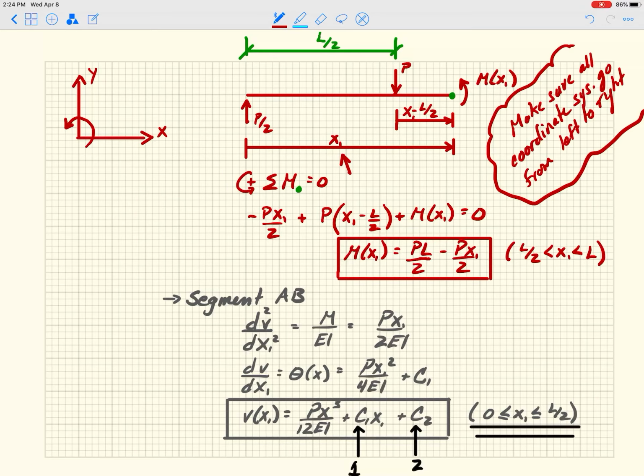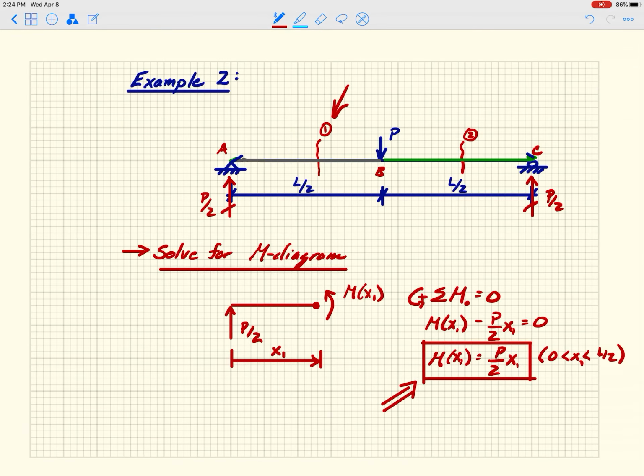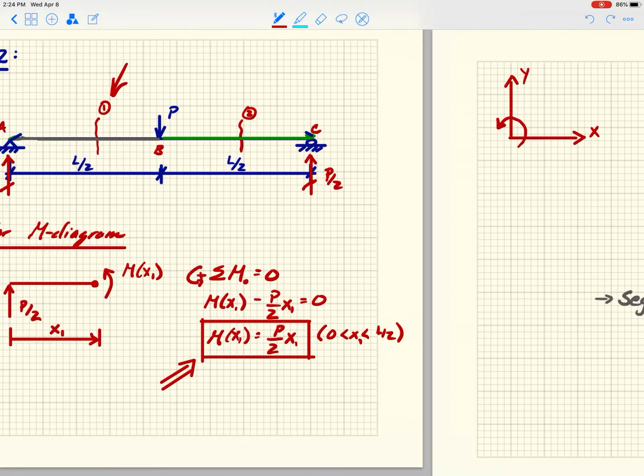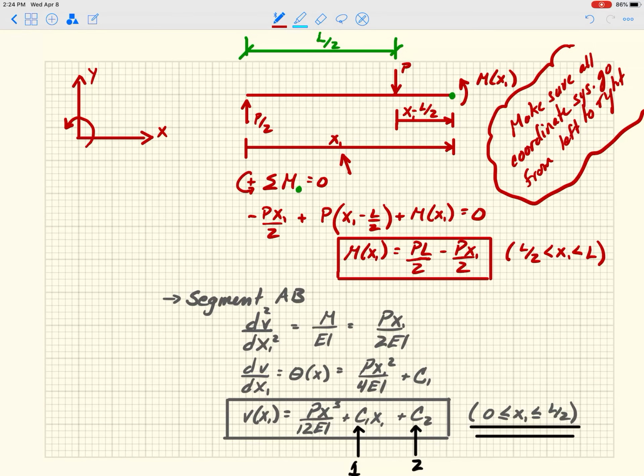Now, when we did actual calculations of moment diagrams, we would have actually defined a new coordinate system that came from the right-hand support to the cut, right? I would have defined a coordinate system that looked something like that, right? But we're not going to do that now. And the reason we're not going to do that is if I define a coordinate system that goes from right to left, my rotational sign convention gets flipped, right?